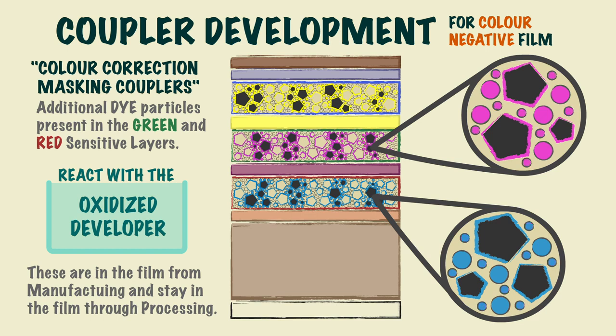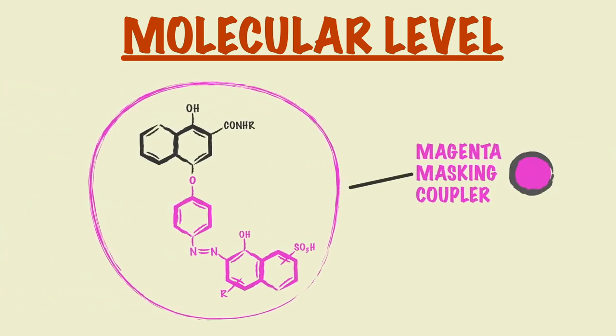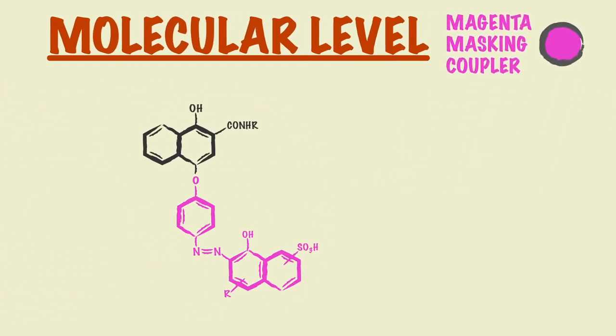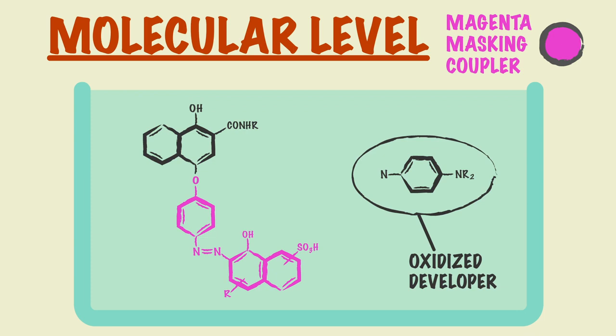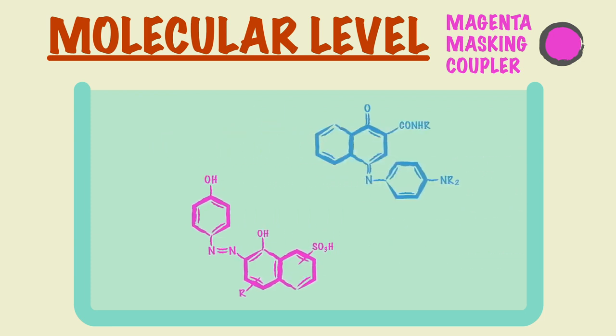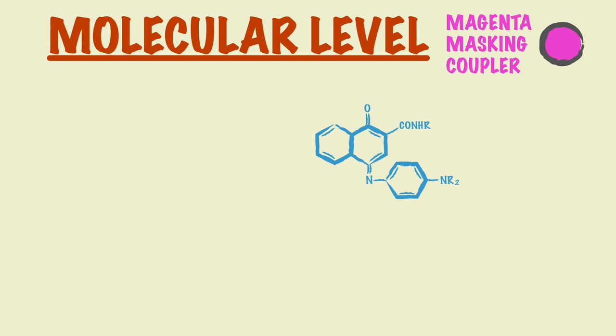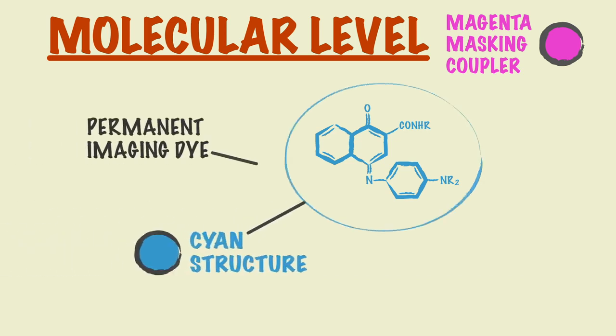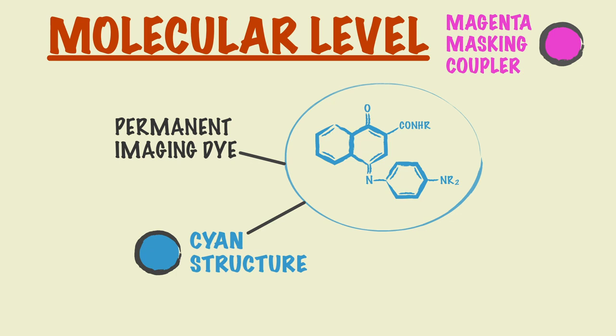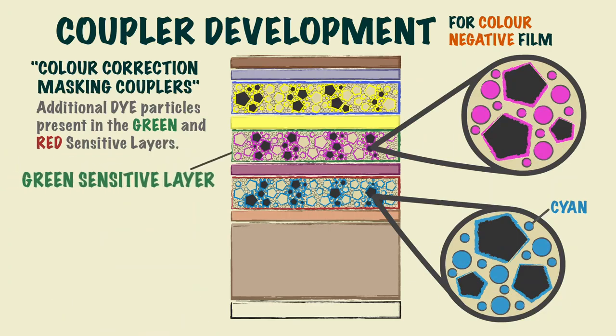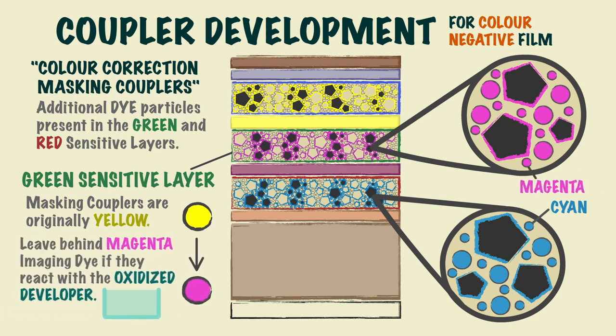So, in the red sensitive layer, the magenta masking couplers would become cyan. On a molecular level, what happens is that when the original masking coupler reacts with the oxidized developer, the cyan structure is formed and the magenta structure is detached, making it soluble and able to wash away, leaving behind the cyan structure, which is now permanent imaging dye. This is the same with the green sensitive layer, where the masking couplers are originally yellow, but leave behind magenta imaging dye if they react with the oxidized developer.